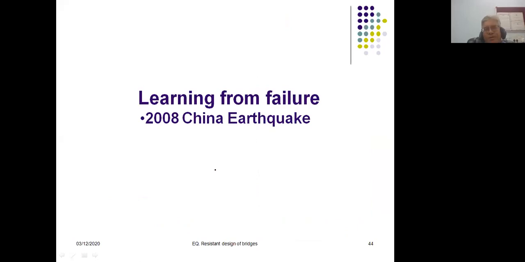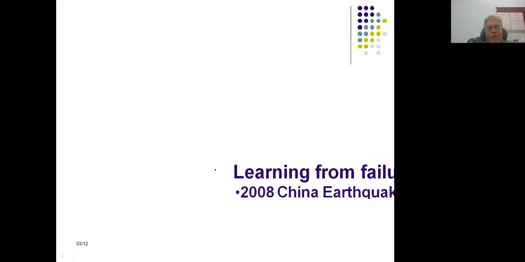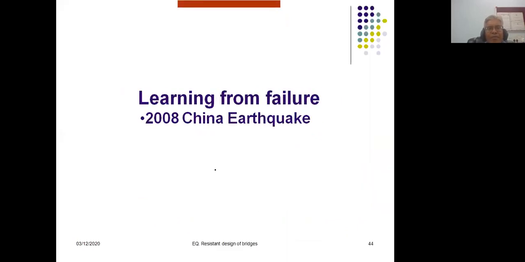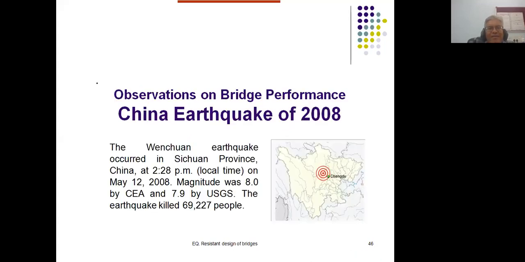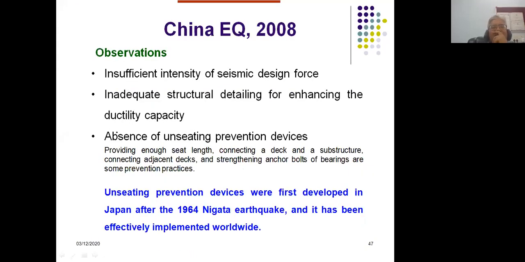So this is related to the second earthquake, and the third earthquake, China 2008. China has made remarkable progress as far as bridges are concerned. This is the China earthquake of 2008. The Wenchuan earthquake occurred in the Sichuan province of China on May 12, 2008. The Chinese earthquake agency gave a magnitude of 8.0, and 7.9 by the United States Geological Survey. It killed about 70,000 people. So you can see the major China observations.